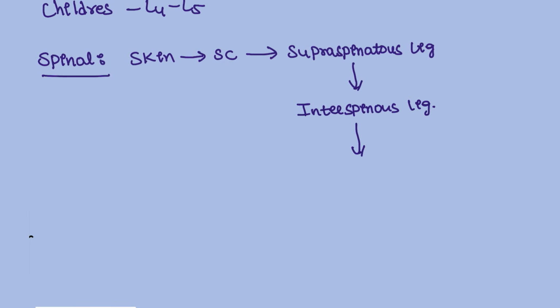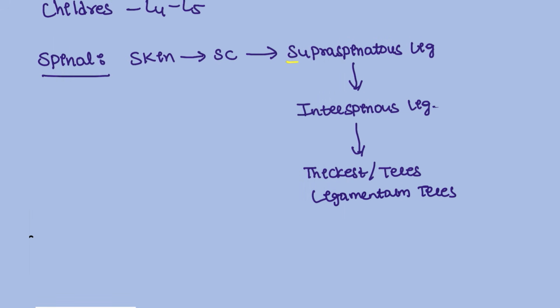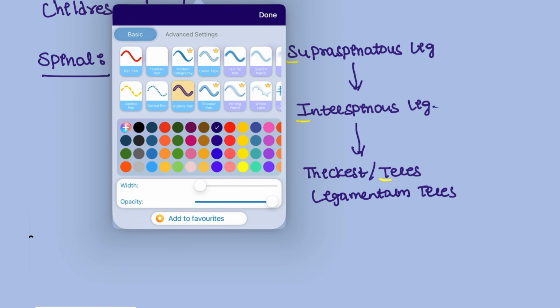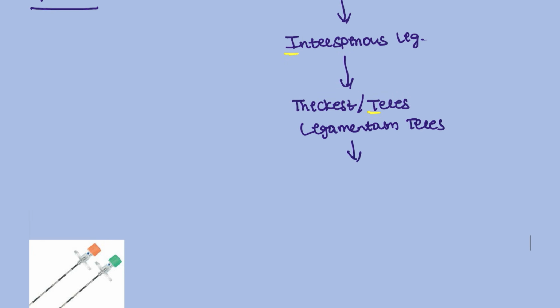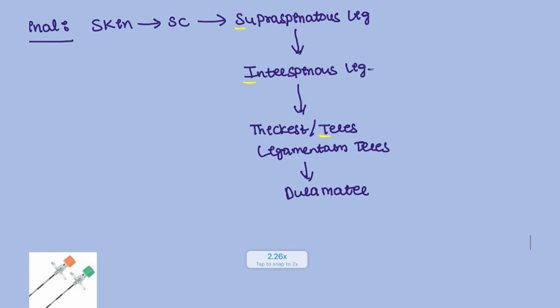And after the interspinous, this is the thickest layer that you are going to enter. This is the thickest layer, also known as the ligamentum teres. So how can you remember? SIT. So this is the flow, outer to inside. After that you will be entering into the dura mater. So this is how we are going to enter for the circulation.